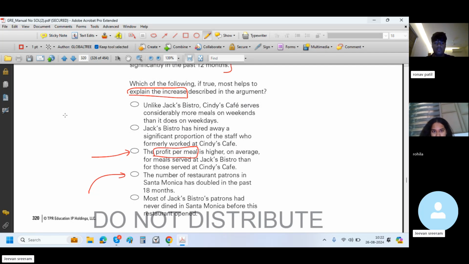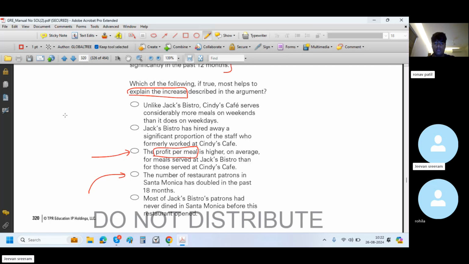Even if he sells only one or two pieces, he may make more profit because the cost is so high. So in that case, the sales are low, but the profit is high. So you can't judge the number of sales based on the profit per meal, profit per product sale. You can't reason it. D would be the best.